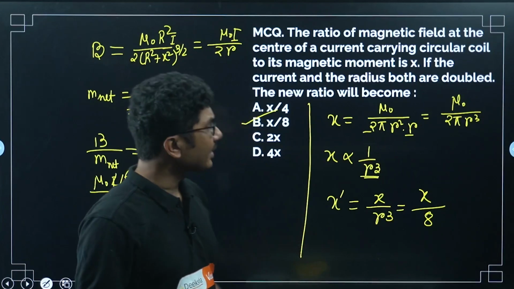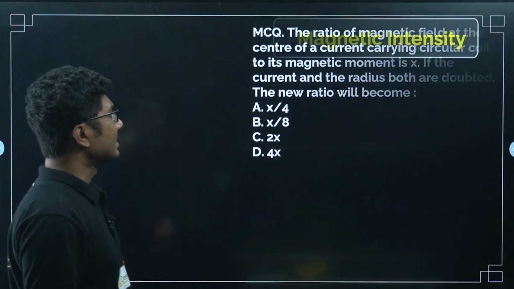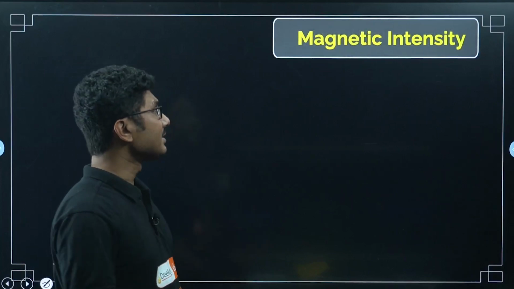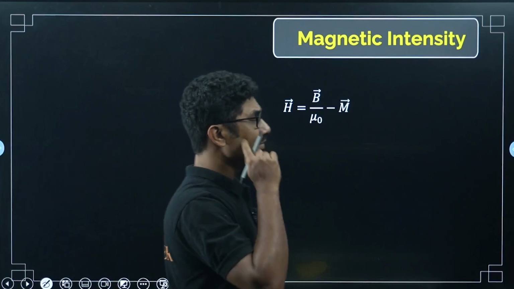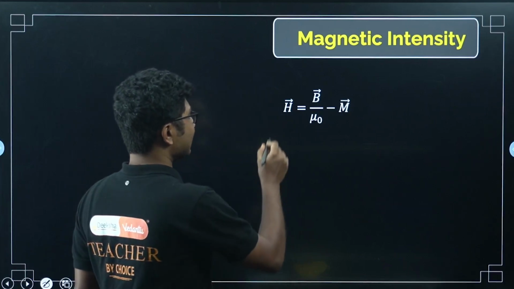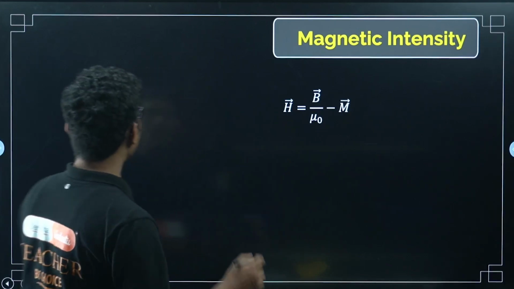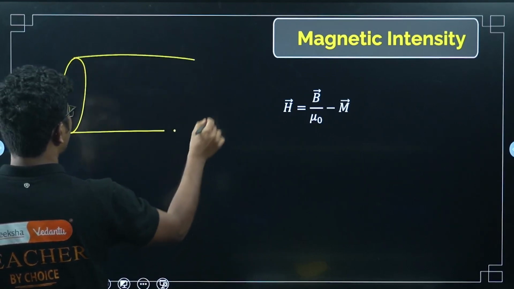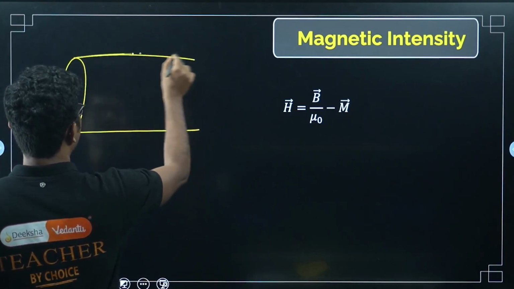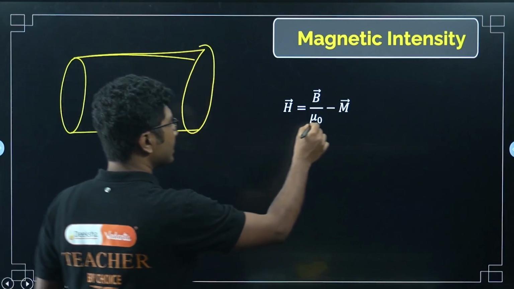Very interesting question from the previous year. Now let's look into a very important concept, magnetic intensity. Magnetic intensity is defined like this. Now when you are using a solenoid, we know that a solenoid has a magnetic moment. Here M is obviously the magnetization.